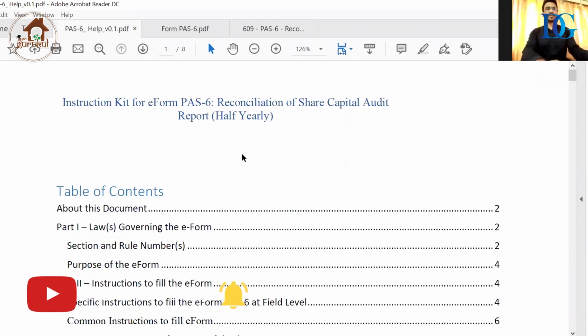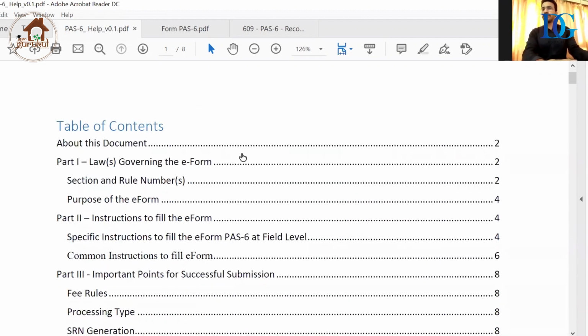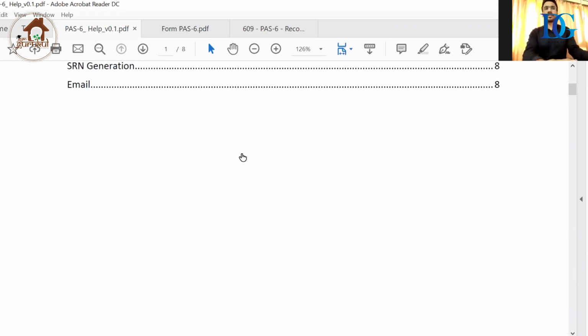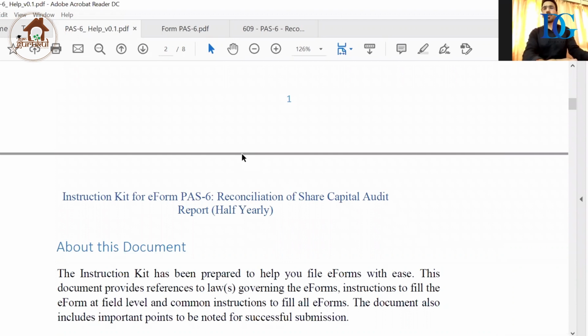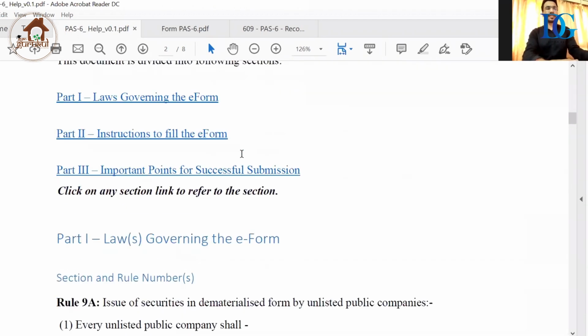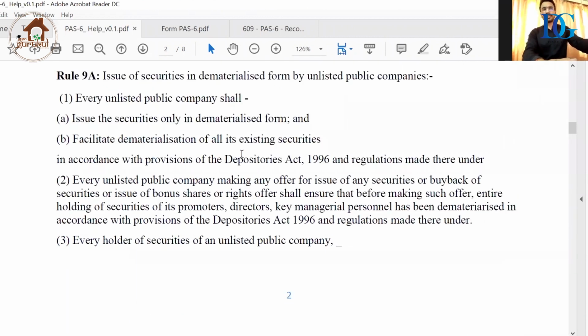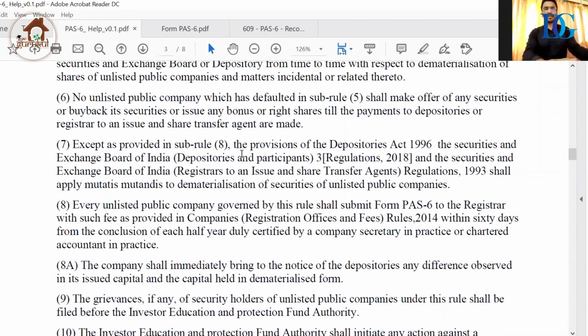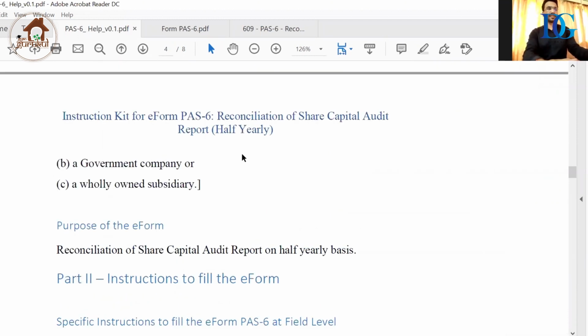As you can see on the screen, this is the instruction kit of PAS-6. The first rule for filling any form is to first download the instruction kit of that form and study it. The instruction kit is very useful to understand a form because you can see the complete rules and the sections relating to that form. You can understand the provisions through these rules and sections.